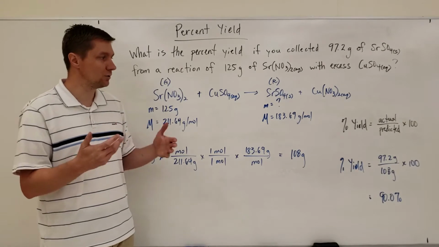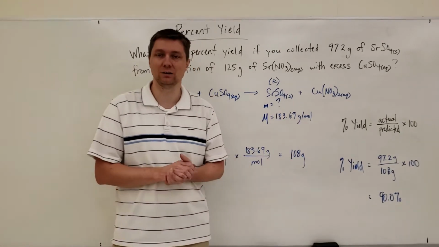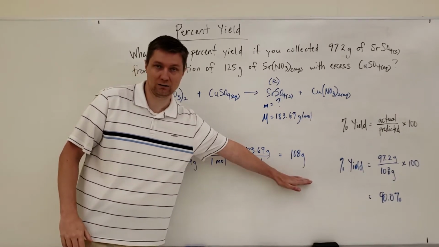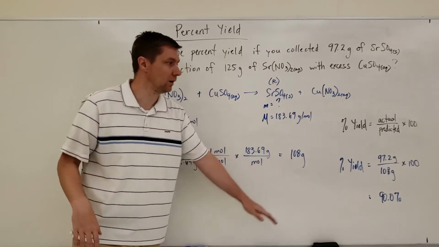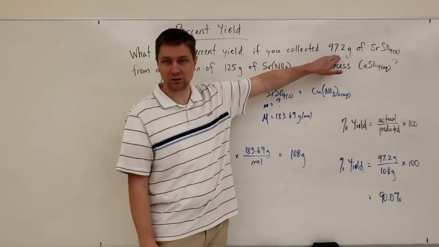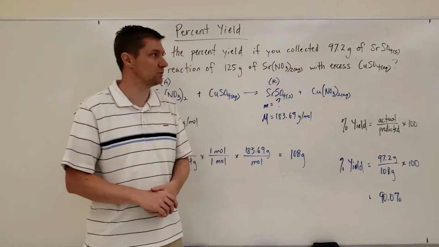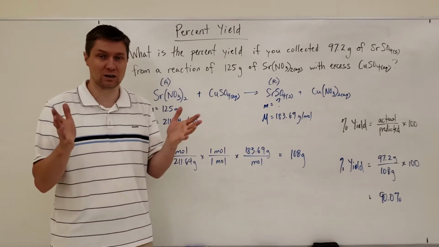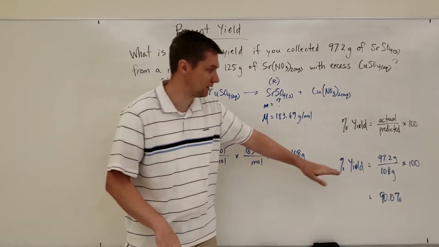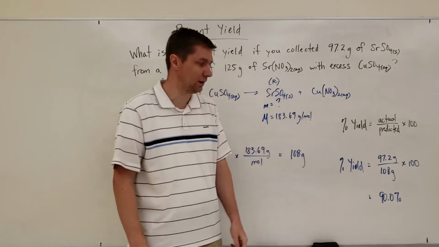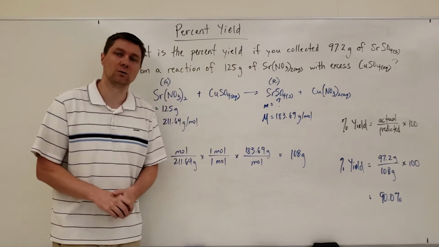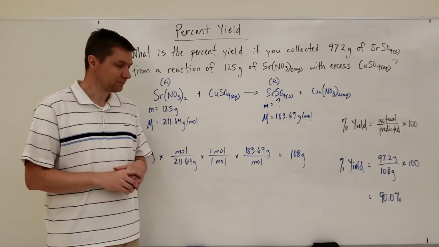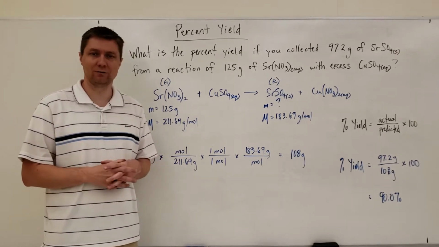To do that, we use this formula called percent yield. This is how much I could get, and I wouldn't ever get more than that. And this is how much I actually collected, so 97.2 grams of strontium sulfate in this case. From that, I just take those two numbers and calculate a percentage. So 97.2 grams divided by 108 gives me 90.0% as my answer.